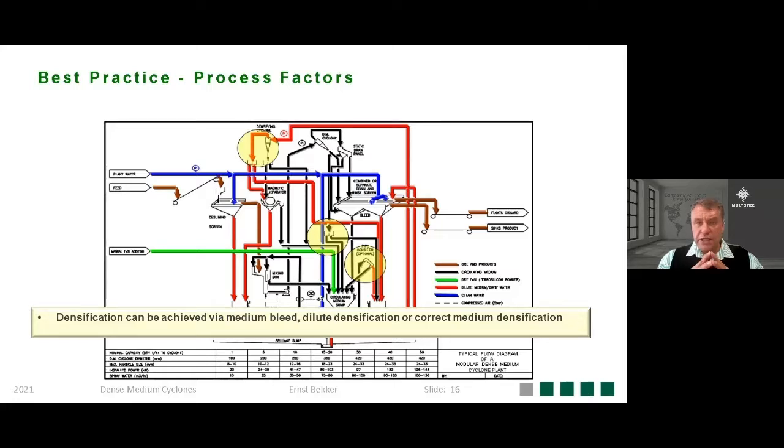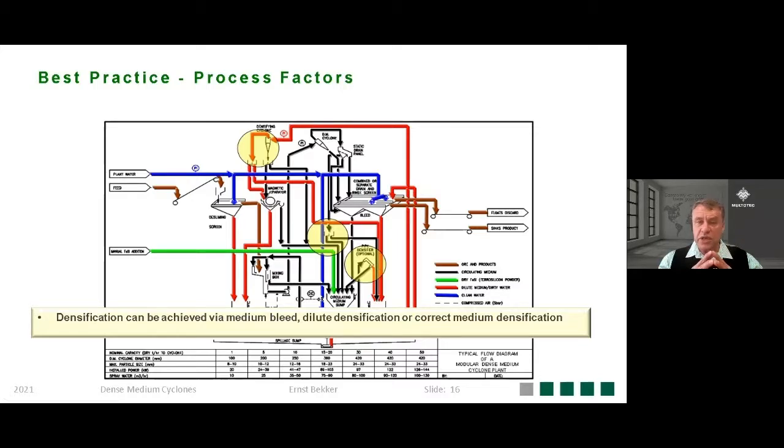The densification that you can achieve in your process can be done via 3 methods. You don't always use all 3, but for the sake of clarity, I'll put it all in one flow sheet. You can have your normal bleed. Every plant has a bleed section where you take some of your correct media and bleed it deliberately into your magnetic dilute circuit sump. That was most of the time the only system that people used.